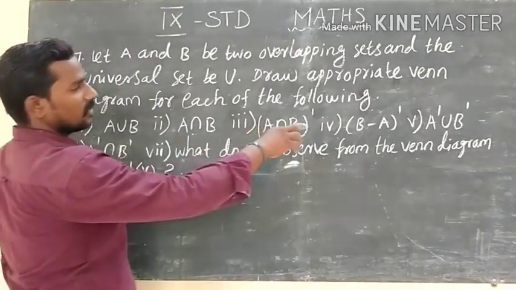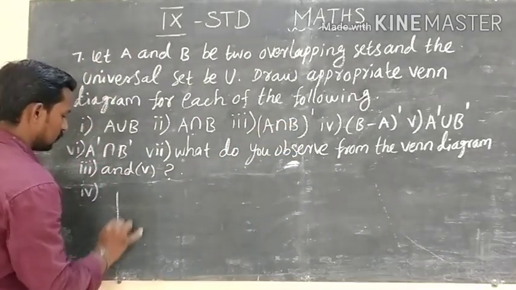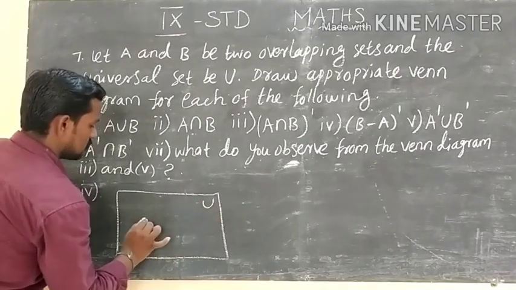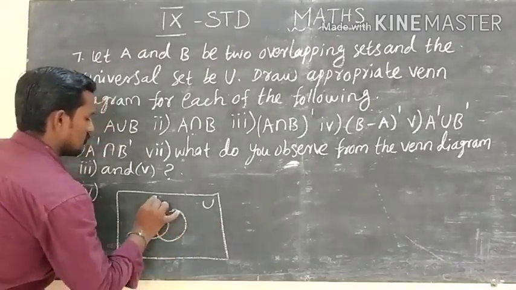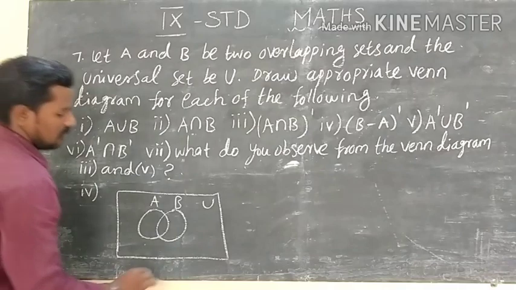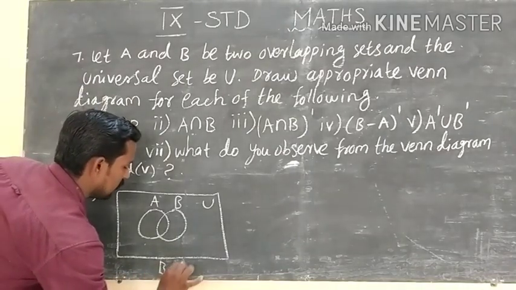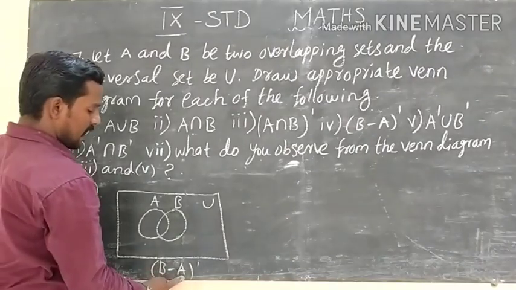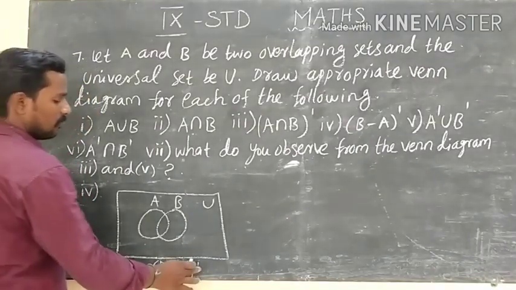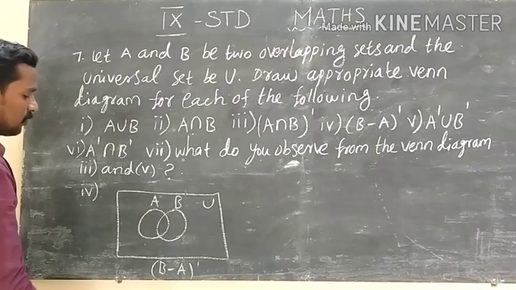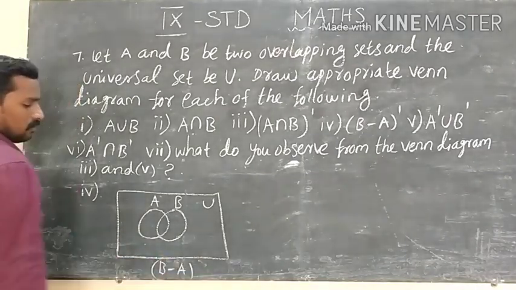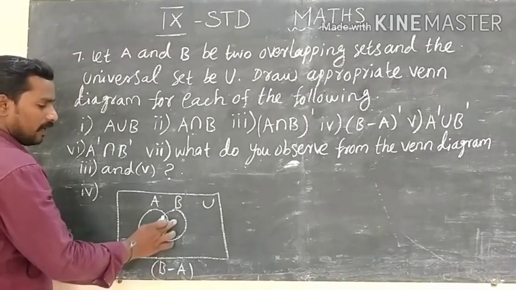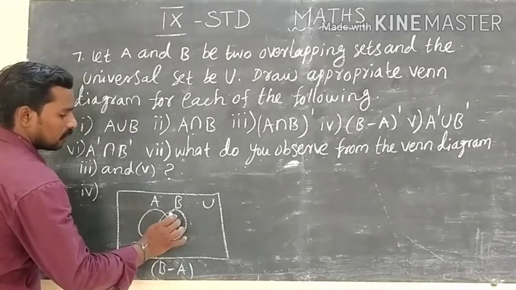B difference A, the whole complement. This is a universal set. A, B. The question is B difference A, the whole complement. Omit the B difference A answer from the universal set. B difference A, first you find. Okay. B difference A: omit A from B. Omit A from B. Okay.